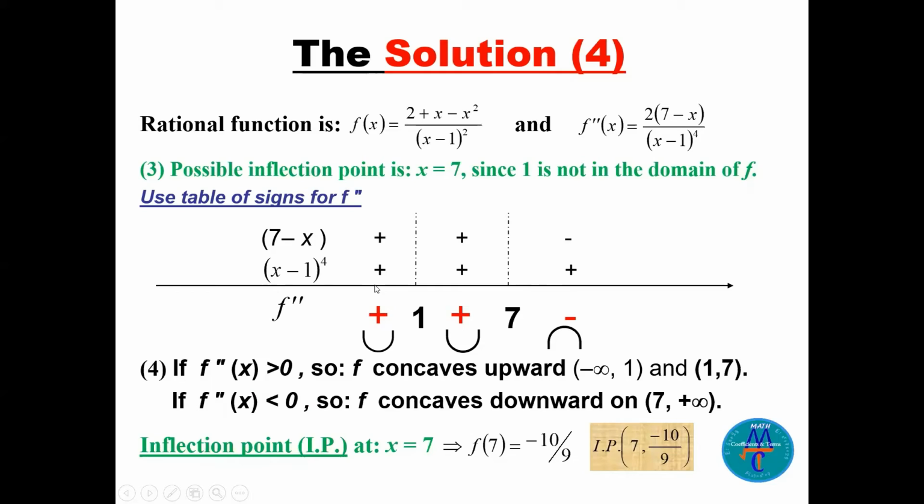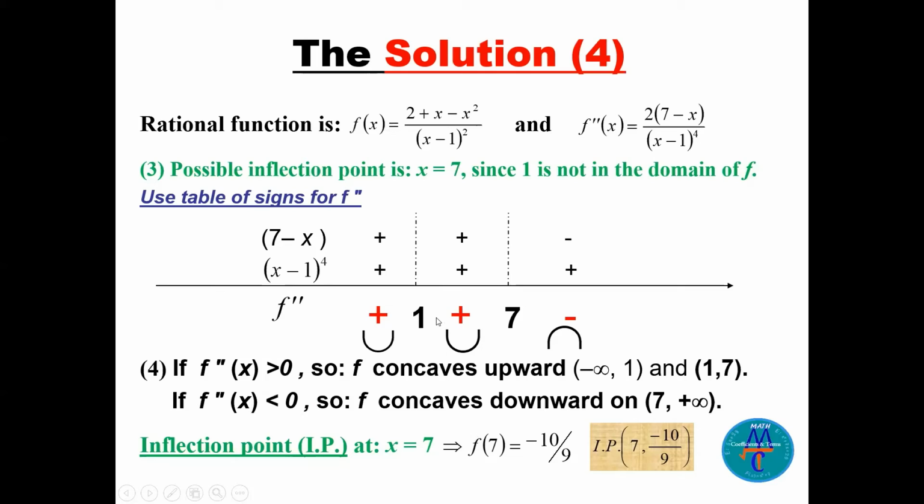7 minus x, I choose a number less than 1, between 1 and 7, greater than 7. So the function here is concave up, and then concave down. So we look, where is the change in concavity? At 7. So the function f is concave upward from minus infinity to 1, union 1 to 7, or you say 1 and 7. f is concave downward on 7 to infinity. So there is a change here. So we have one inflection point at x equals 7.